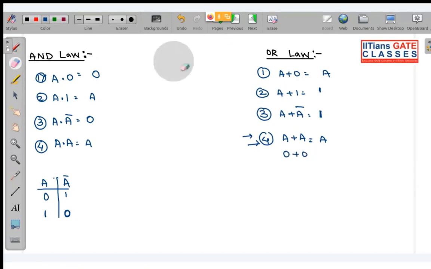See, I am not even writing all these cases. You can have 4 more cases. You can write A complement plus 0, A complement plus 1. It won't be affecting anything, because if I write A complement plus A, it is the same thing.